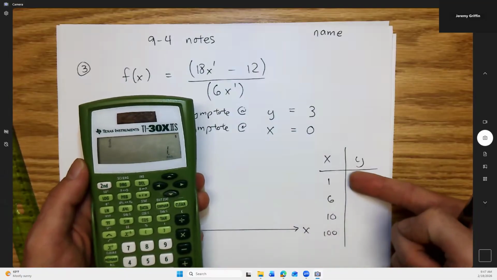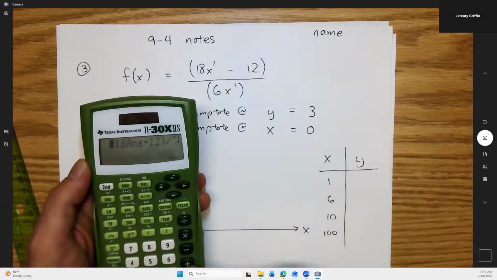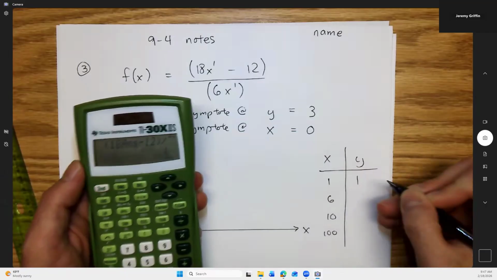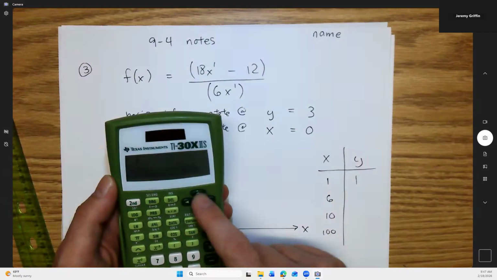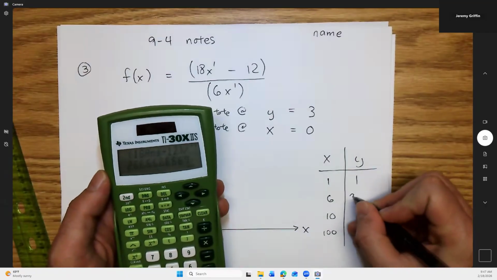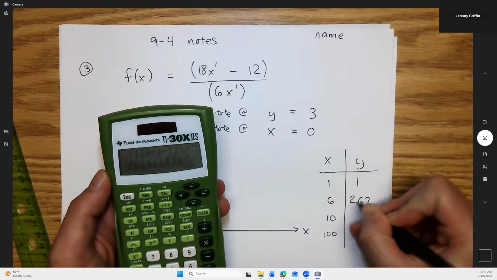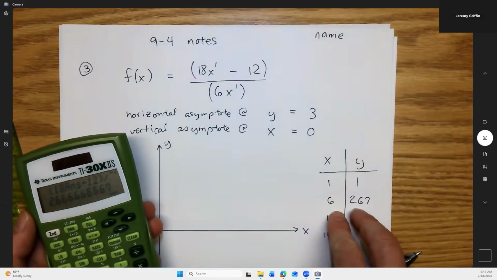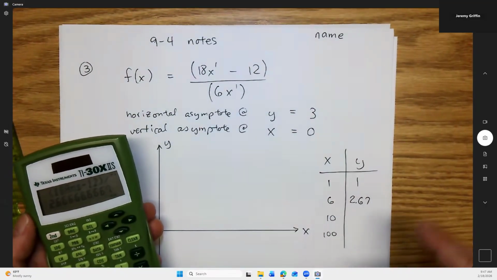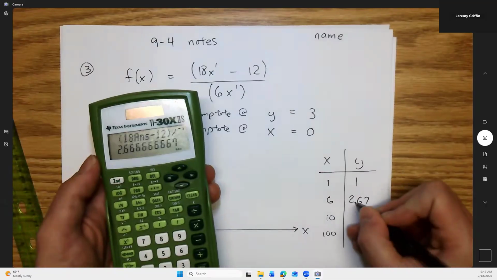Now the calculator's thinking something about 1. Scroll up and plug that in, and you get 1. So if you plug in 1, you get the number 1. Plug in 6, scroll up, plug it in, I get 2.67. One of the questions the book was asking was how much does it cost for the 6th part? So it looks like about 2.67 cents. These are in cents.